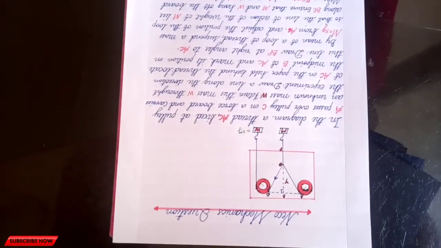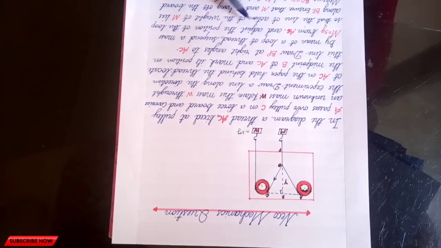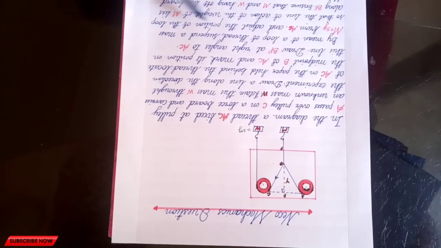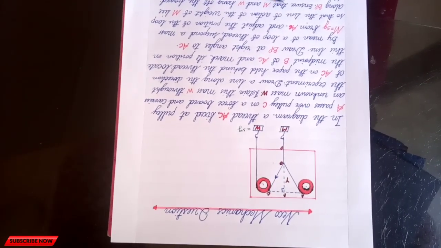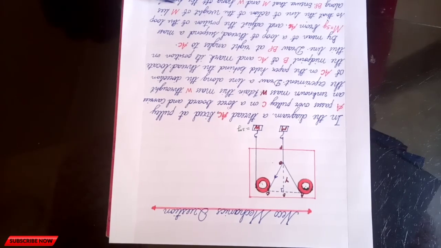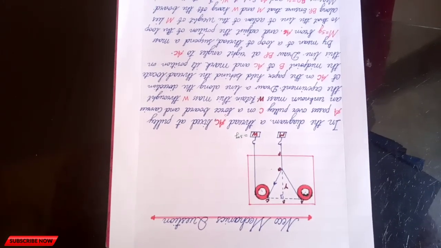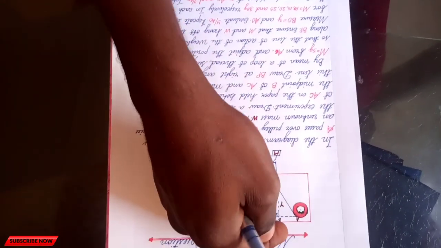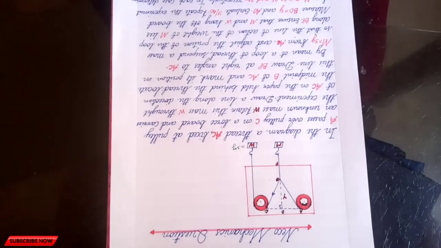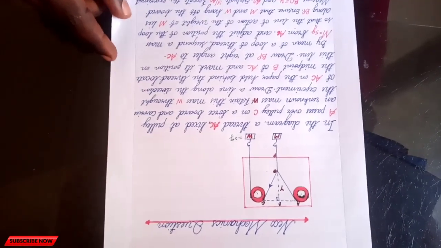Okay? If that should be the case, what else do they ask us to do? Adjust the position of the loop so that the line of action of the weight of M lies along BP. So we're going to adjust the loop such that it's in the same straight line as line BP. We have to be careful in doing that as well.